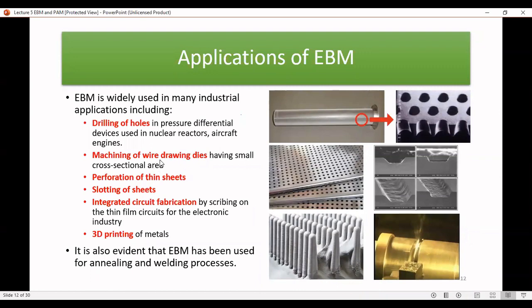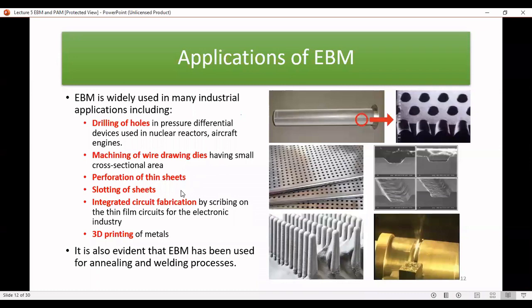Machining wire drawing dies having a small cross section. If you want to draw a wire, you need to fabricate the die with the size of the wire that you want. So if you're talking about gold wire for wire bonding in semiconductor applications, you're talking about maybe 10 microns of wire. So you need to be able to drill a hole of that size in order to make that wire.